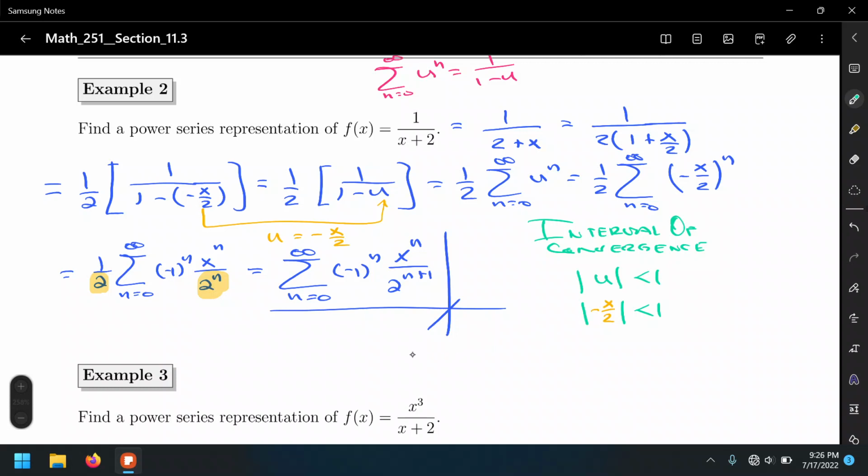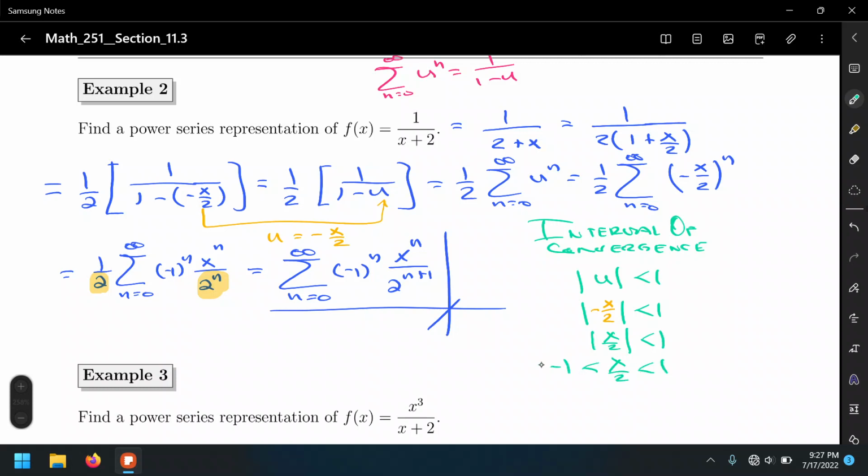Because technically, when I have absolute value of negative x over 2, that's the same as saying absolute value of negative 1 times absolute value of x over 2. I'm going to keep the absolute value for x over 2 and just simplify the absolute value of negative 1. So that's absolute value of x over 2 less than 1. And from here it follows that x over 2 is less than 1 and greater than negative 1.